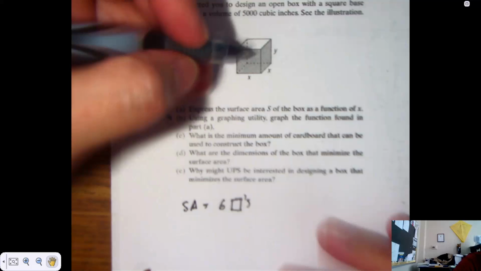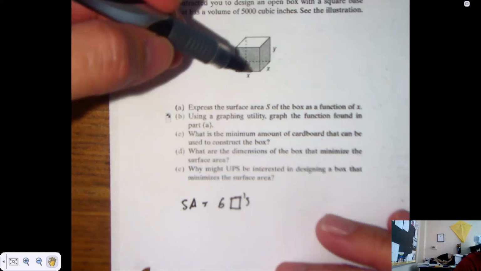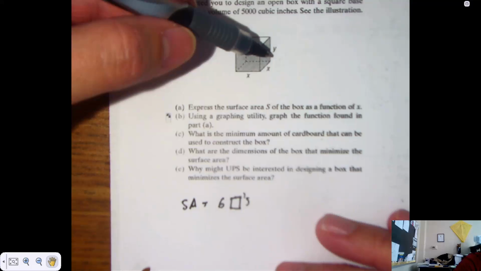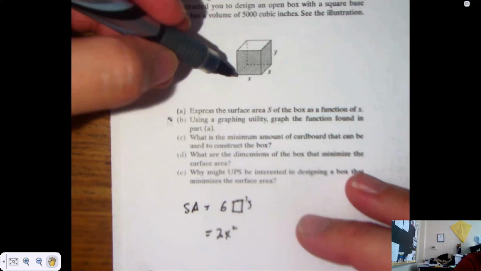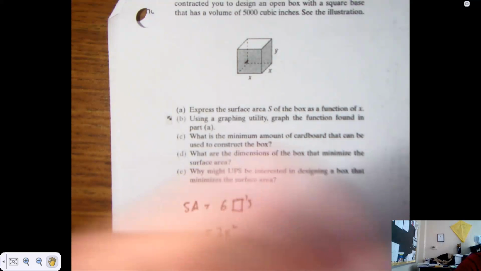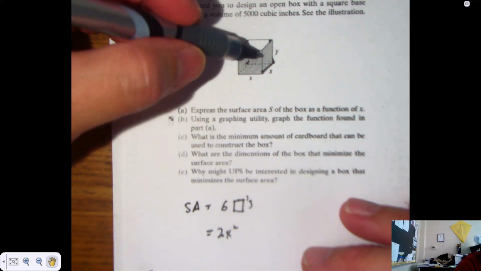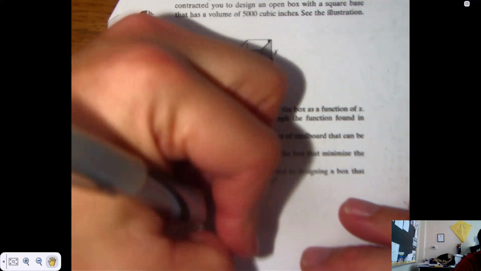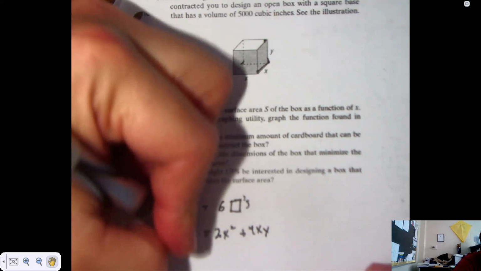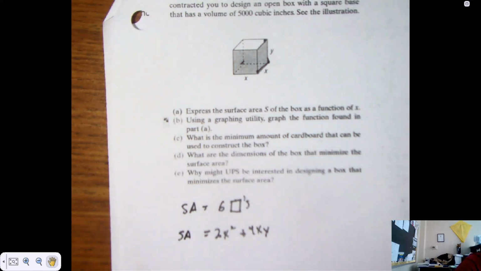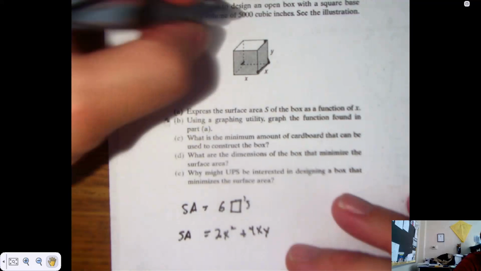6 of them. Now, 2 of those squares, the top and bottom, have dimensions x by x. So they're just x squared. I hope you understand that. Top and bottom is x by x, so x squared, and there's 2 of them. The other 4 are all x by what? y. So plus 4xy. That's how you find the area of a rectangle. You multiply side lengths. So there's an equation for your surface area. It's not the goal, though. Right now it's written in terms of x and y, and the goal is to write it in terms of x.